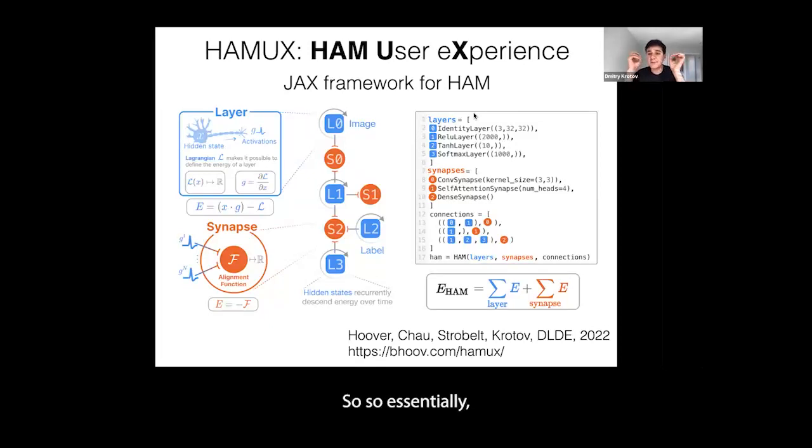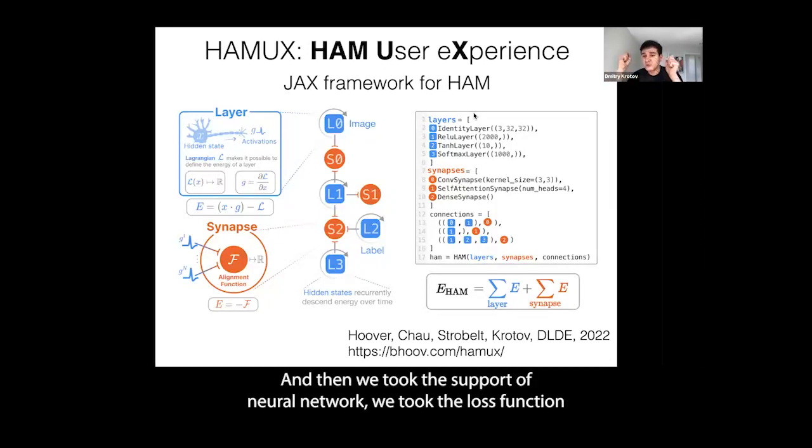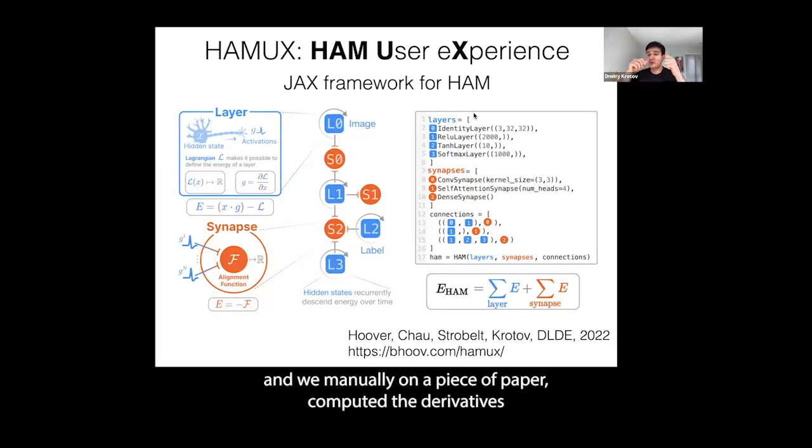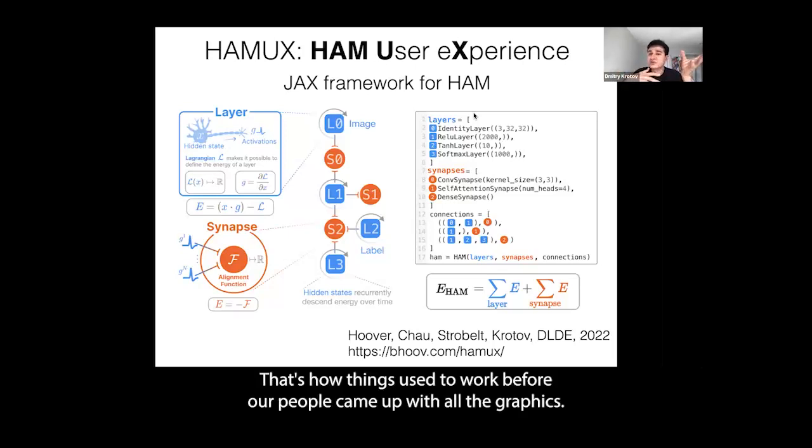So essentially, let's remember how we used to do deep learning, I don't know, 10 years ago, like in MATLAB, right? So we had a feed-forward neural network. We had some loss function that we wanted to train on, I don't know, the MNIST data set. And then we took this feed-forward neural network, we took the loss function, and we manually, on a piece of paper, computed the derivatives of the loss function with respect to the weights. And we updated them in MATLAB, right? That's how things used to work before people came up with autograd.